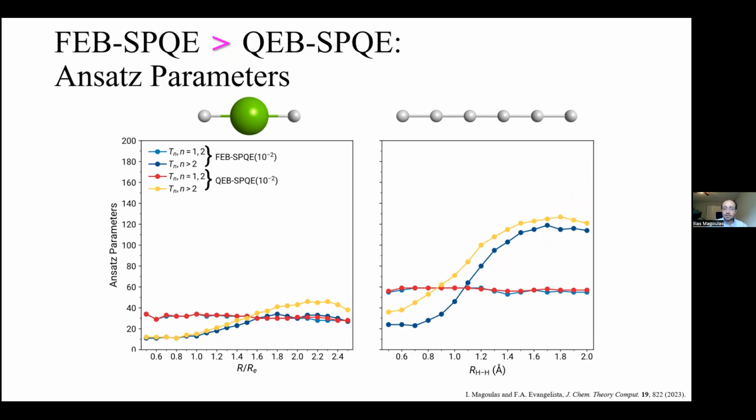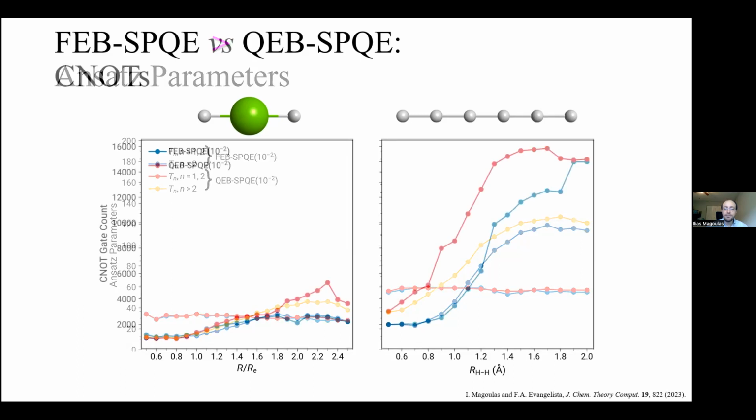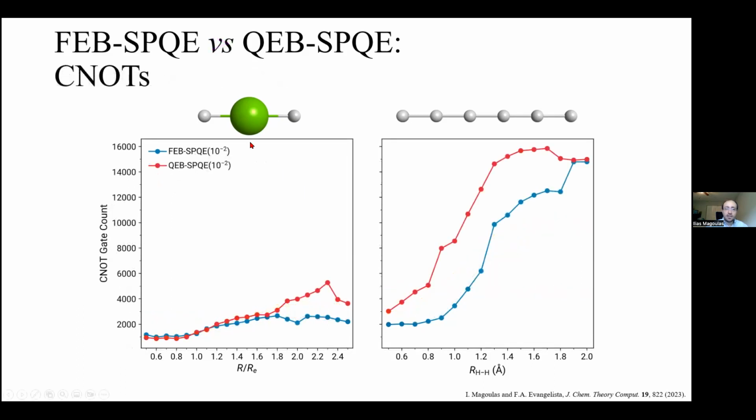Now, what about CNOTs? It is not yet clear, based on the information that I've shown you, whether the fermionic or the qubit method will require fewer CNOTs, because the qubit approach requires more operators, but then the fermionic approach has the 2 extra CNOT staircases. As it turns out, in the case of SPQE, the fermionic method will win. So fermionic SPQE requires fewer CNOTs than the qubit SPQE. And that does make sense because in the case of qubit SPQE, we have more triples, quadruples, and so on, and there is an exponential scaling with the excitation rank in the number of CNOTs.